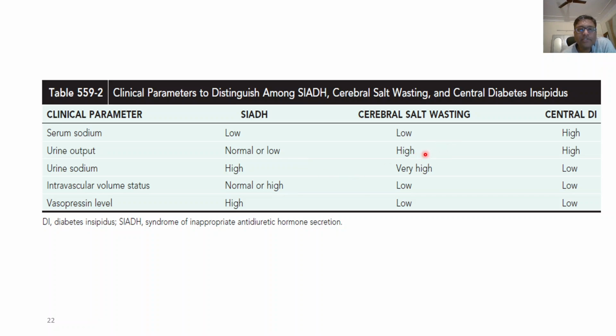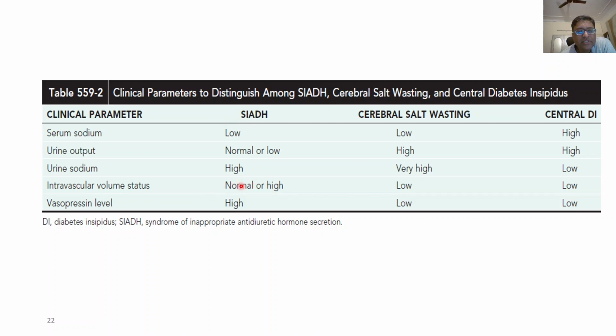A lot of solutes are being excreted in the urine. That is the cause of increased urine output, and the patient may be dehydrated. So these are the two main differences between SIADH and salt wasting: urine output will be high, intravascular volume will be low, and the patient would be dehydrated.